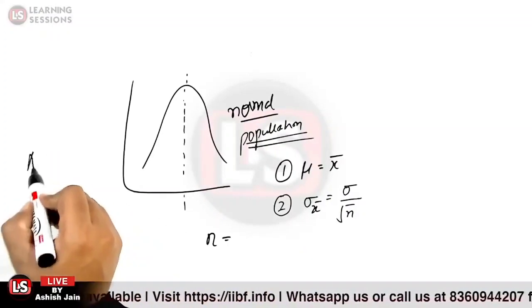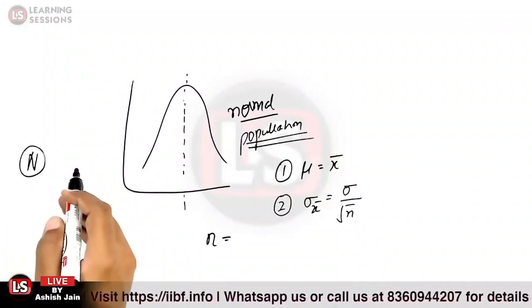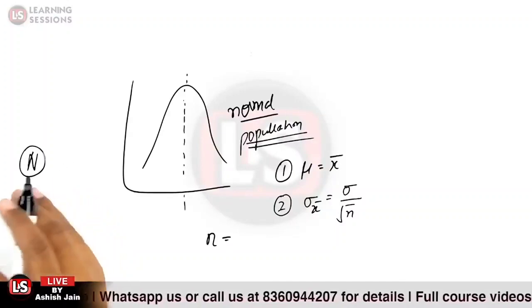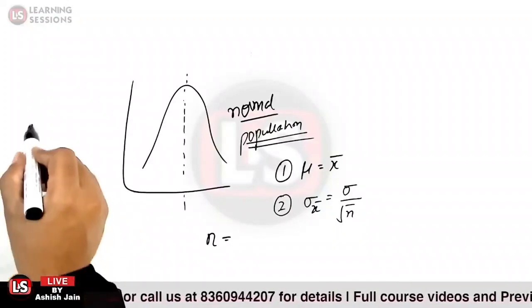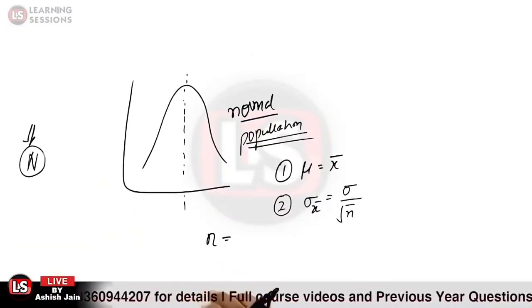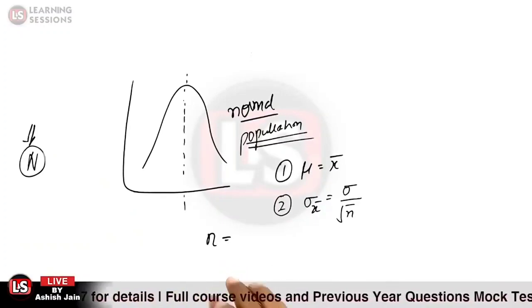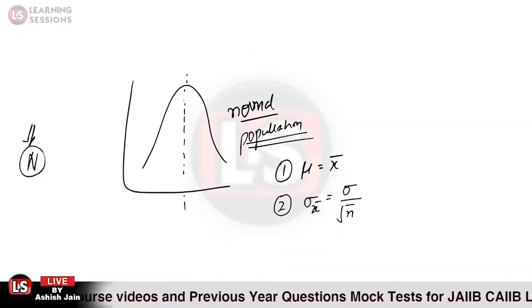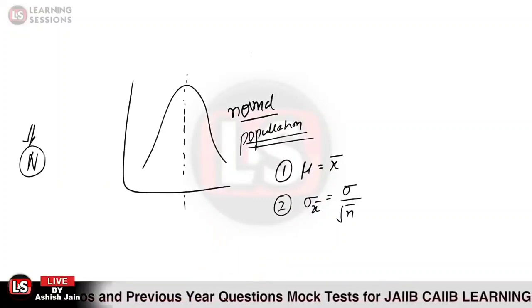Where capital N is related to the parameter, that is, the number of entities in the population, represented by capital N in the case of parameters. And for statistics, the number of entities is represented by small n. So this is how we can infer if the population is normally distributed.